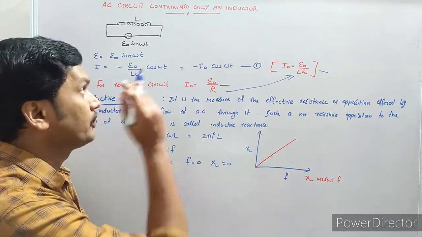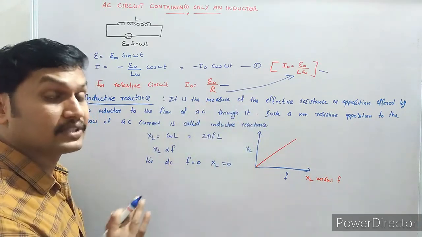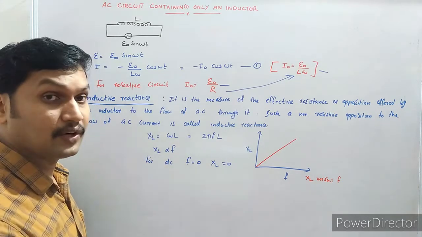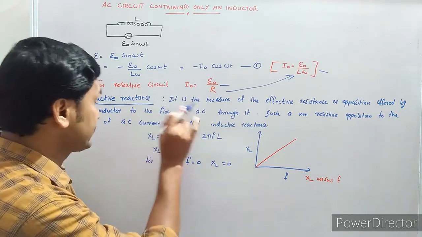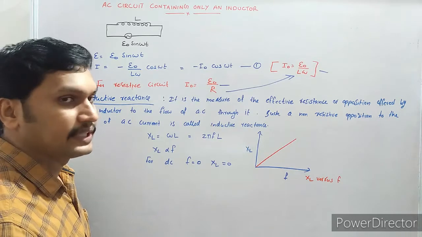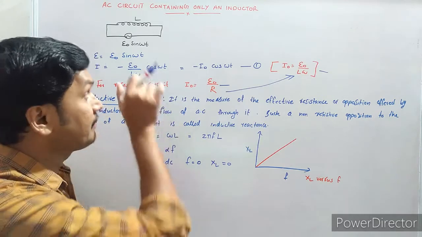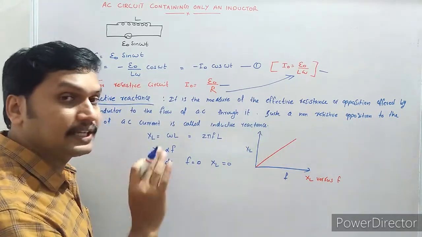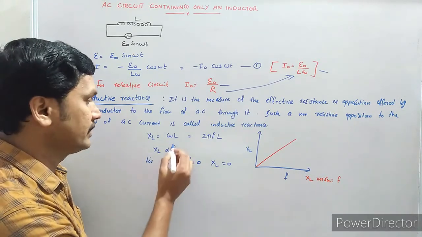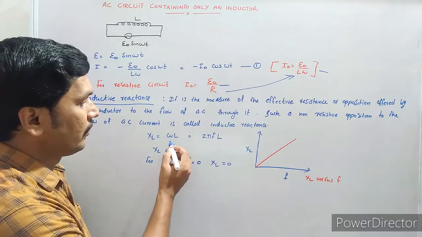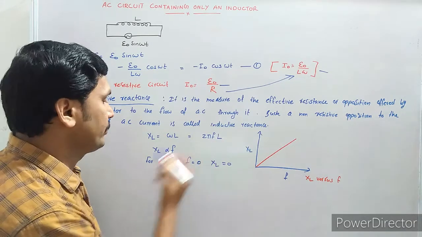We know for a pure inductor there is no resistance, but this is a non-resistive opposition. There is an opposition for both decay and growth of current, but it is not resistive. The measure of that opposition is known as inductive reactance. So we can say L omega is the inductive reactance, and it is denoted by the symbol XL. Inductive reactance is equal to omega into L. But you know omega is equal to 2 pi into frequency of that AC, so XL is 2 pi into frequency into L.